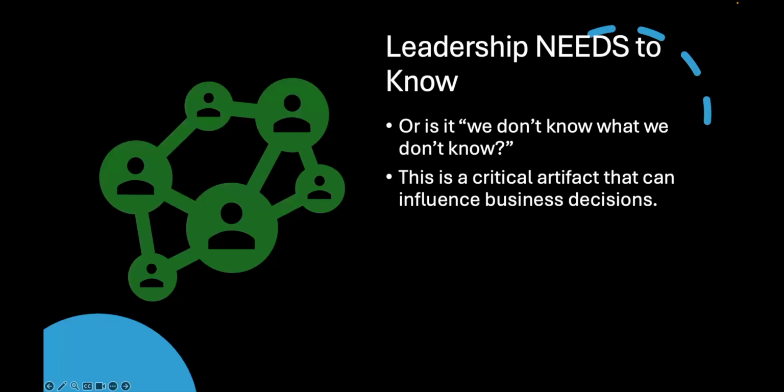Our next topic, leadership needs to know. And of course, we don't know what we don't know. A network diagram is one of the simplest ways to enforce, hey, this is what the business looks like from a technological standpoint. Because of that, it is a critical artifact and it will influence business decisions.